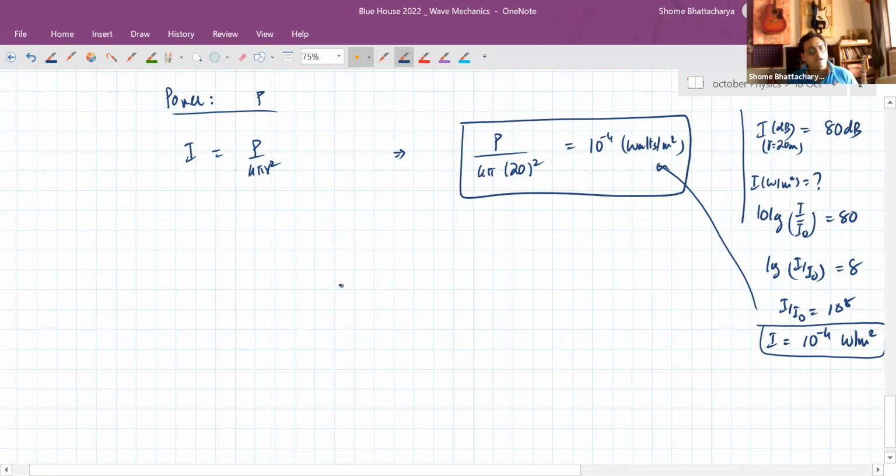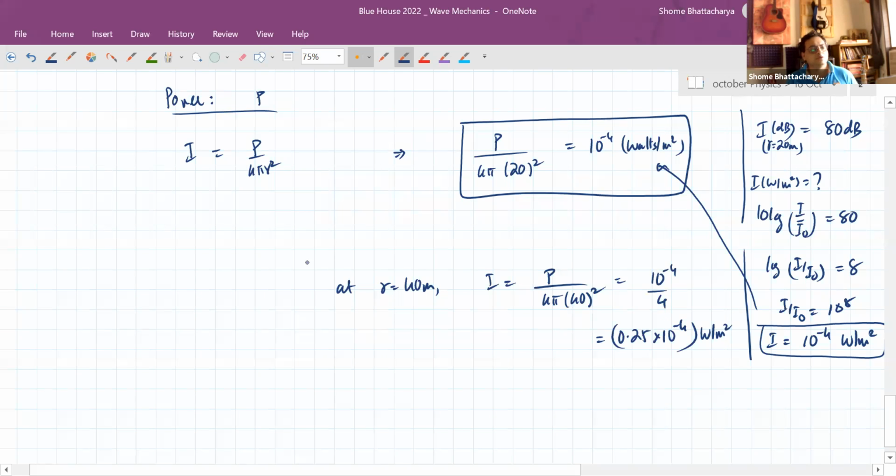Therefore now at R equal to 40 meters, the intensity will become P divided by 4 pi into 40 square. So obviously you can see that that will become 10 raised power minus 4 divided by 4, so that is 0.25 into 10 raised power minus 4 in watts per meter square. And similarly, we would have also seen that, suppose we are taking power at R equal to 5 meters.